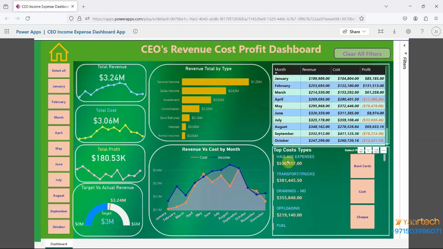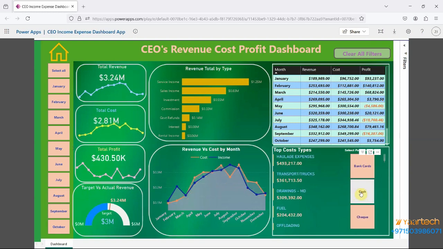A multi-row chart is used to demonstrate the top cost types. This can be further filtered using the payment modes such as bank cards, cash and check.